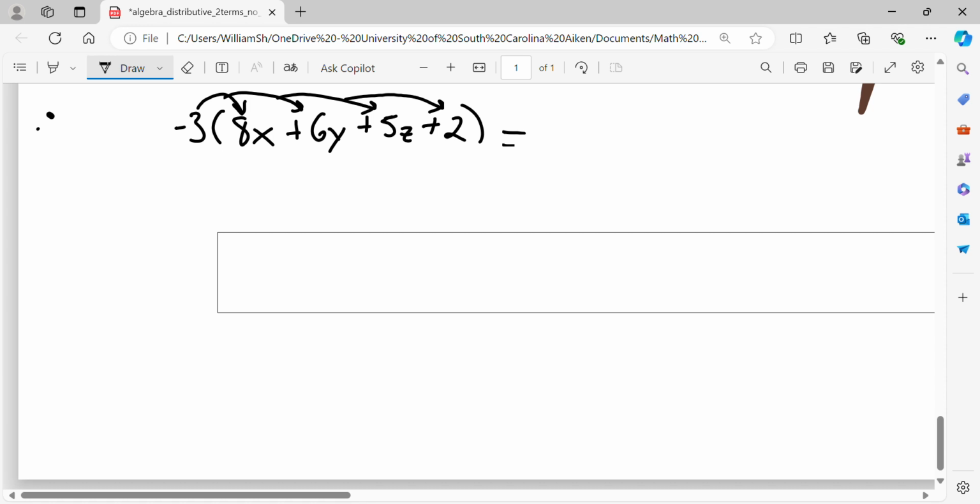For something like this, it's a little more complicated. We'll simplify down to negative 3 times 8, which is negative 24x, negative 3 times 6, which would be negative 18y, negative 3 times 5, which would be negative 15z, and negative 3 times 2, which would be negative 6. So like I said, it can get much more complicated, but it's still fairly simple.